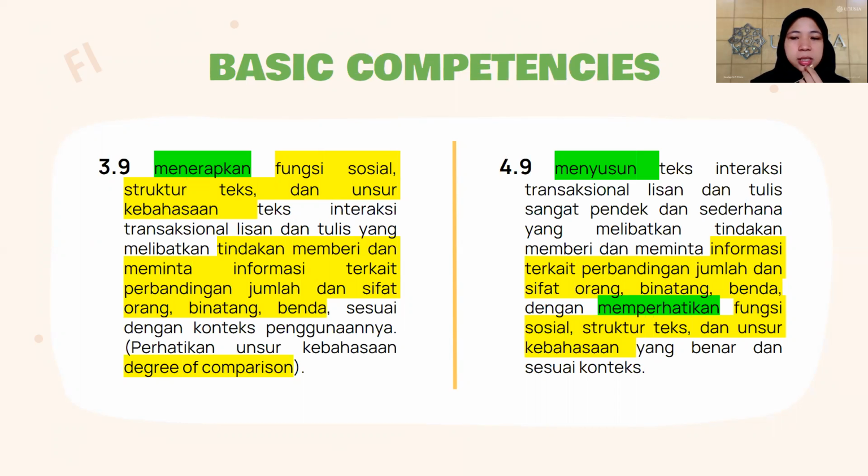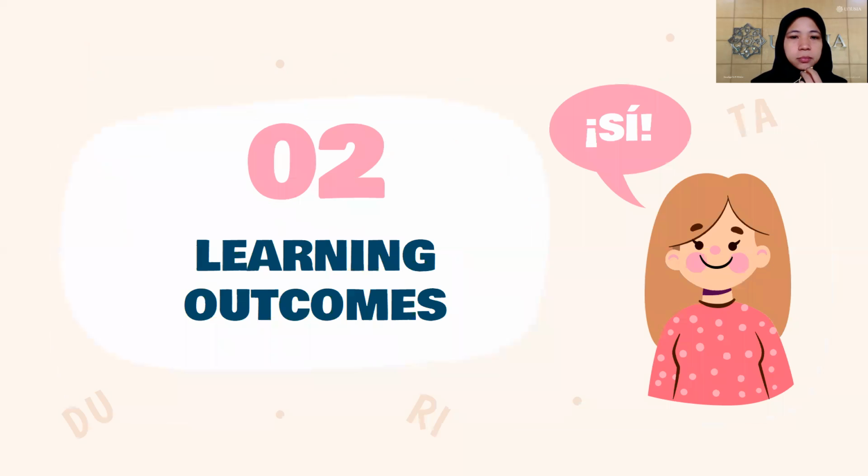And the yellow ones are the nouns which lead to the language focus of this learning, which are fungsi sosial, struktur teks, dan unsur kebahasaan, tindakan memberi dan meminta informasi terkait perbandingan jumlah dan sifat dari orang, binatang, dan benda, atau degree of comparison.